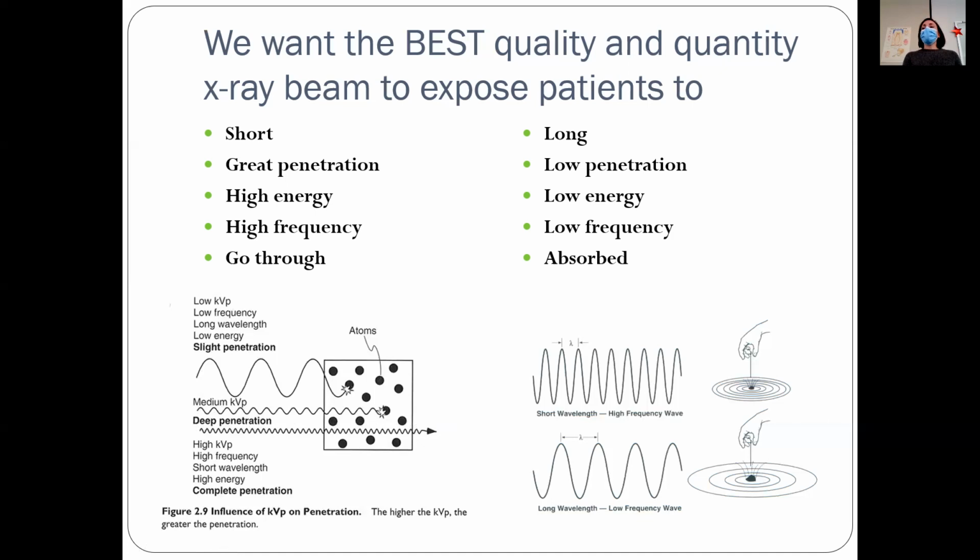So you can see on this side, the deep penetrating, we have high KVP, high frequency, short wavelengths, high energy, complete penetration. On the short penetration side, we have low KVP, power's turned down. You can think of KVP as just power. Low KVP, low frequency, long wavelengths, low energy. So we're just not going to get through to where we want to be.